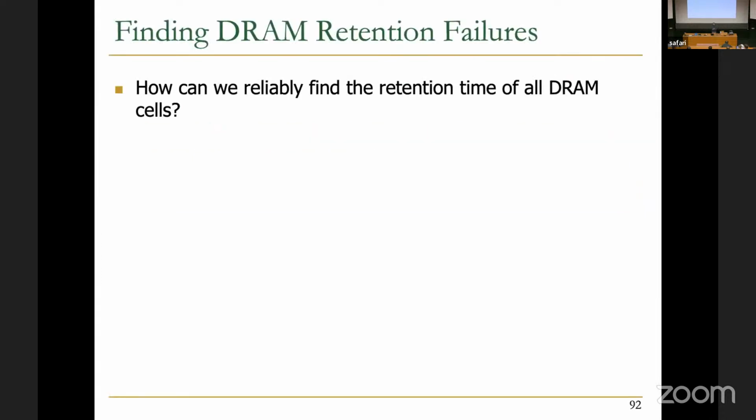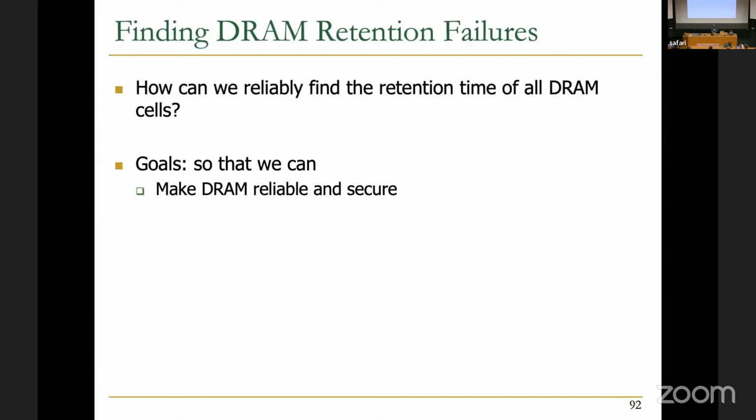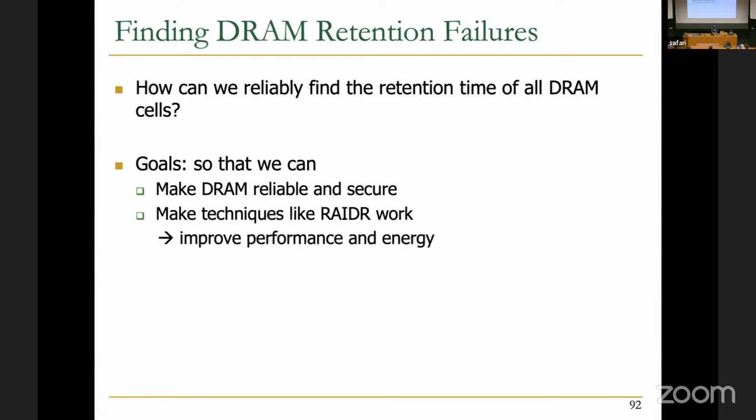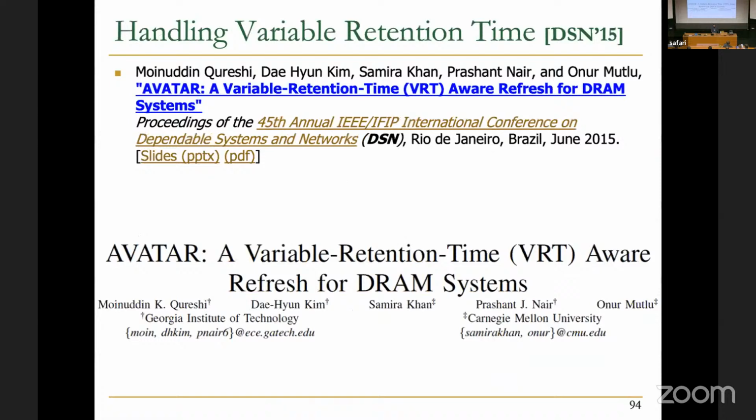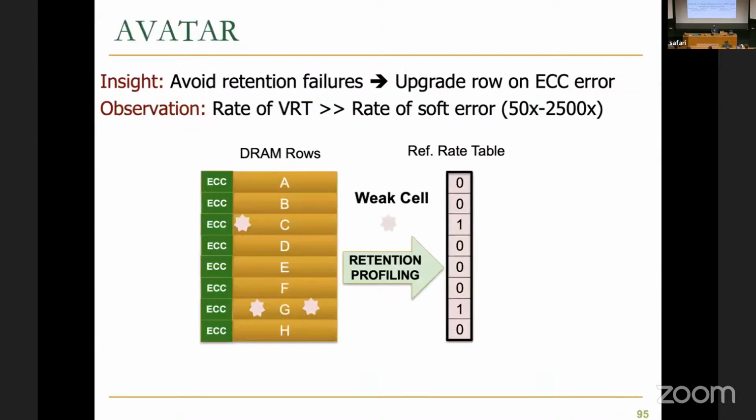Okay, how can we find DRAM retention failures in the presence of these two challenges? How can we reliably find them? We want this so that we can make DRAM reliable and secure and make techniques like RAIDR work, save performance, save energy, and improve them. There are actually several papers that talk about all this. This is one of them, but I'll talk about Avatar because it's particularly tackling the variable retention time.